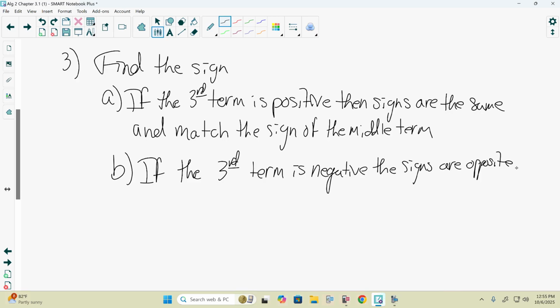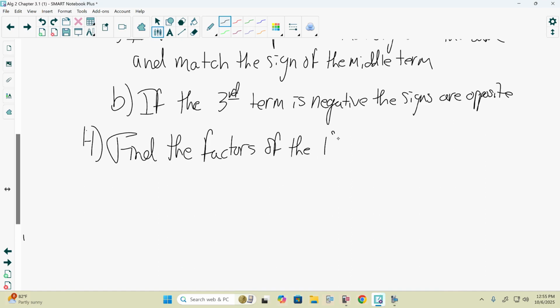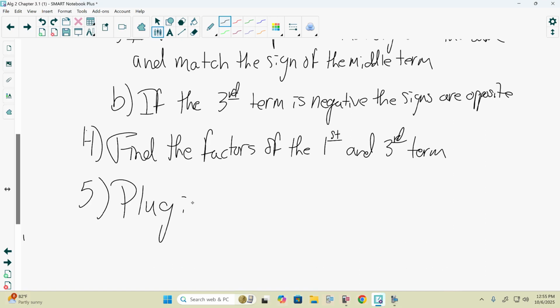Step number 4. We want to find the factors of the first and third term. And lastly, we want to plug in and check and see if we have the correct set of factors or if we factored it correctly.